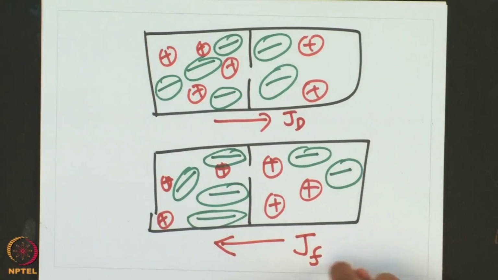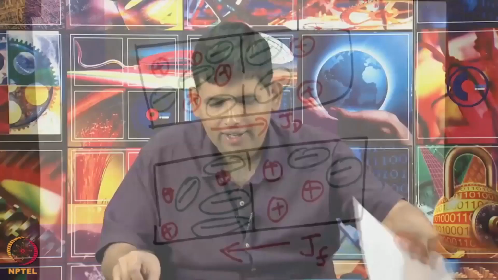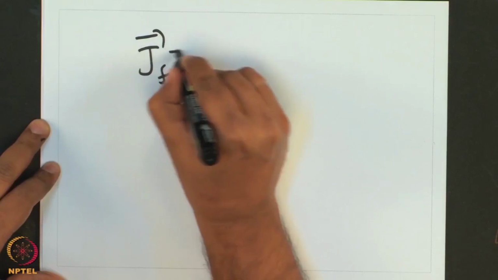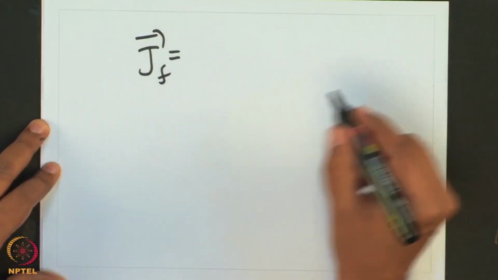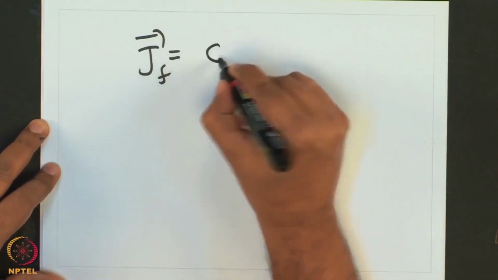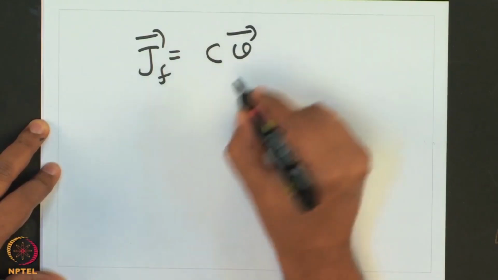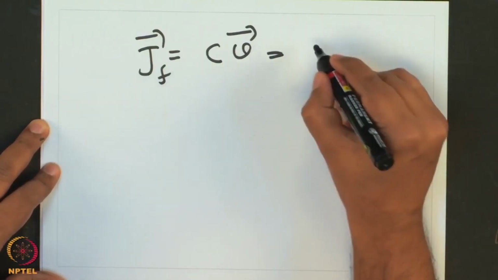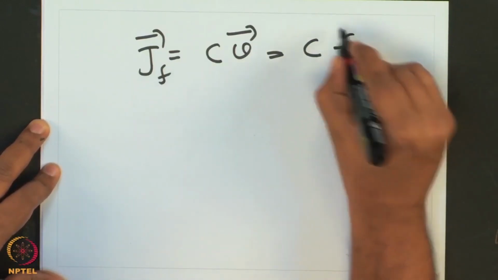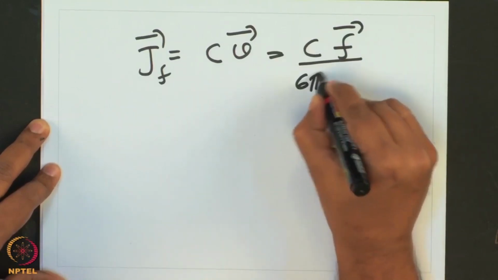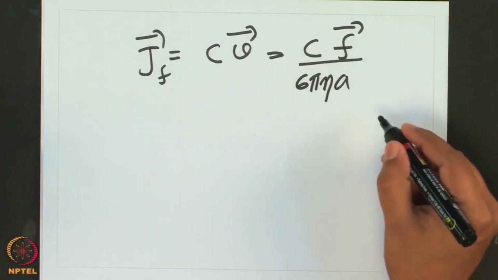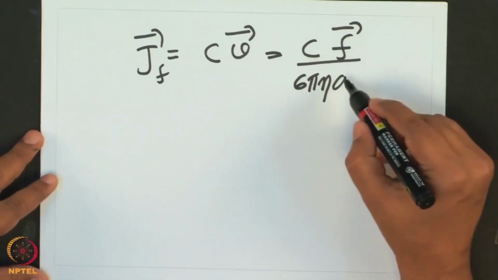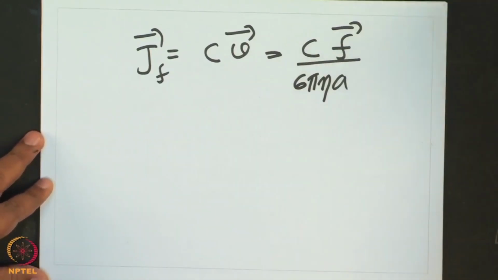If we quantify this JF, so let us quantify this JF. JF is the current due to the electrostatic attraction, which we know is C times V, where V is the velocity, and this is related to the force. Velocity is always related to force. V is F by 6 pi eta a if you have spherical particles. So we assume the ions to be spherical.